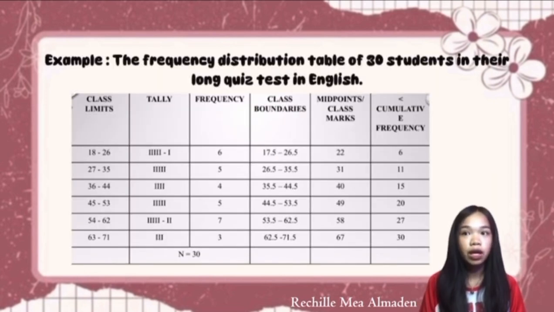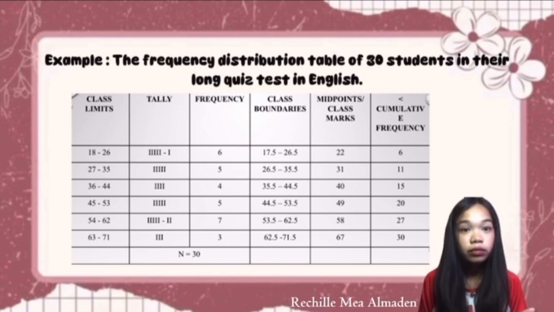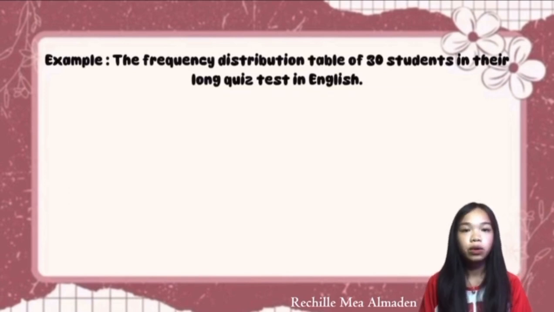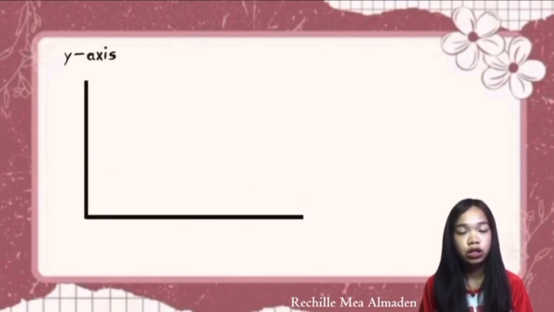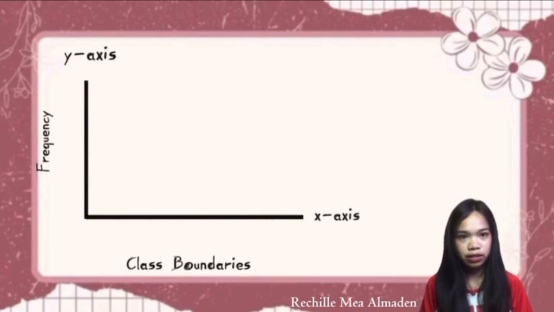So, I give you some example. Let's see here the frequency distribution table of 30 students in their language test in English. So, here's the table. So, let's construct a histogram. So, let's draw a y-axis and the x-axis. The y-axis is for frequency and the x-axis is the class boundaries.